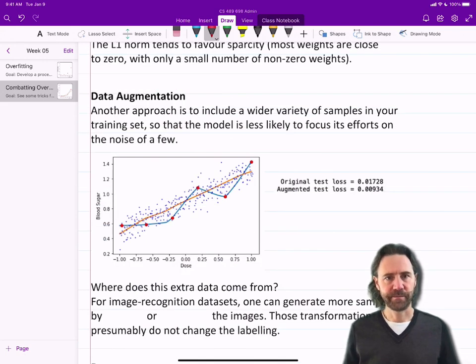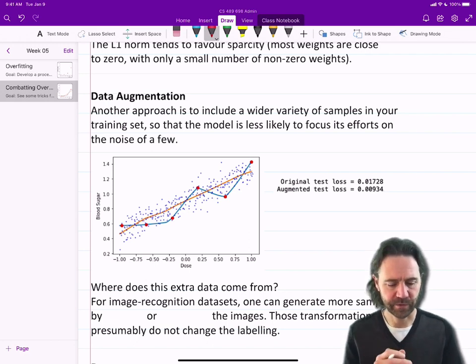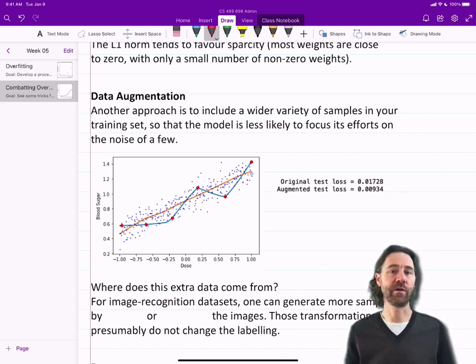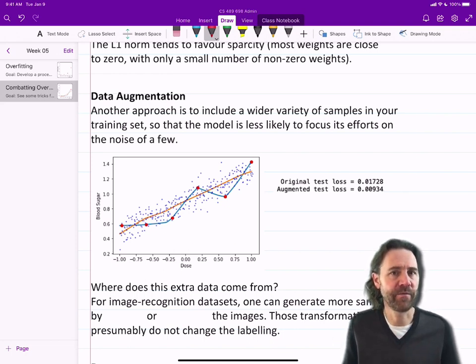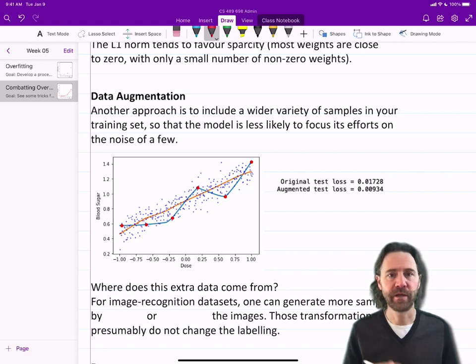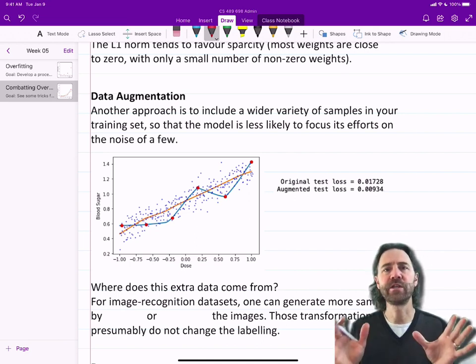Data augmentation. Here's another thing that we can do to try to avoid overfitting or overtraining. Another approach is to include a wider variety of samples in your training set so that the model is less likely to focus its efforts on the noise of a few. Now, this would seem like an obvious thing to do. So in the case of my blood sugar and dose data set, 6 points obviously is not a very comprehensive view of the underlying phenomenon. So obviously you would want to have more points.